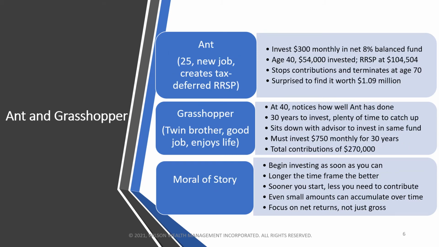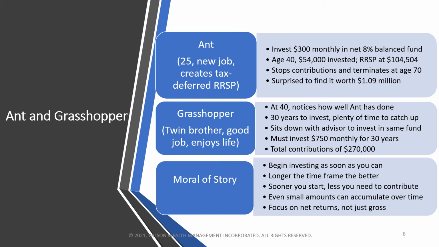Let's look at a pseudo real-life example of how those keys to compound return play out in real life. With apologies to Aesop, we'll call this the ant and the grasshopper. Twins, 25 years old, both starting new jobs. But the ant, she's more industrious. She's looking to the future. So she decides, I'm going to invest $300 monthly.